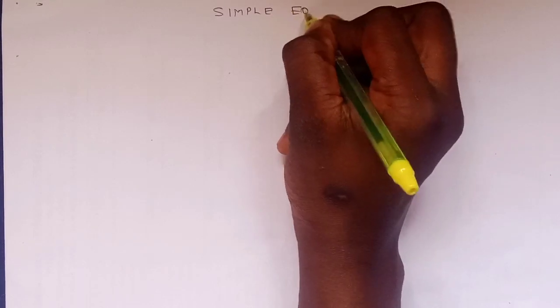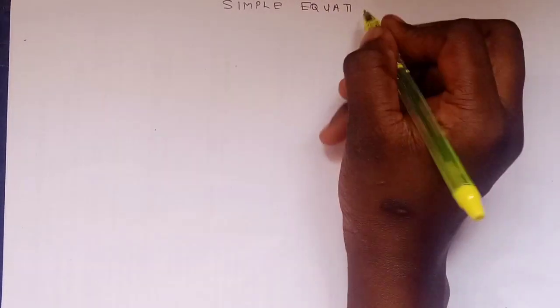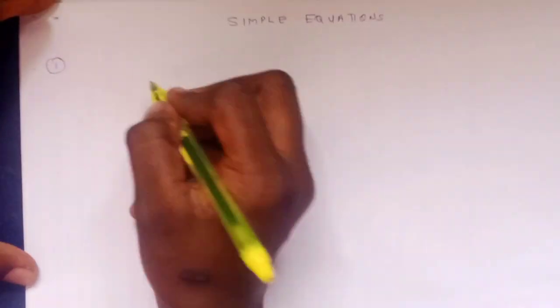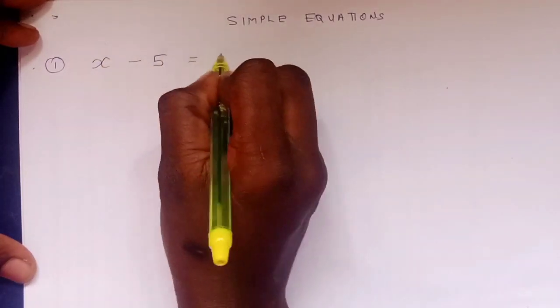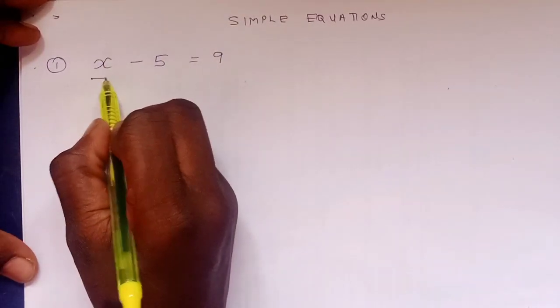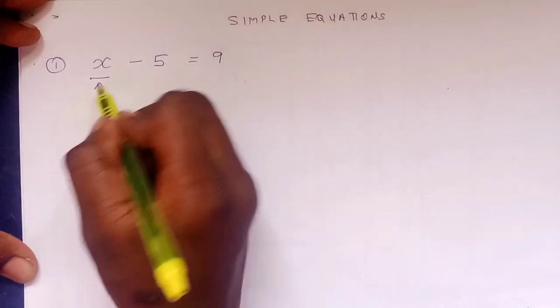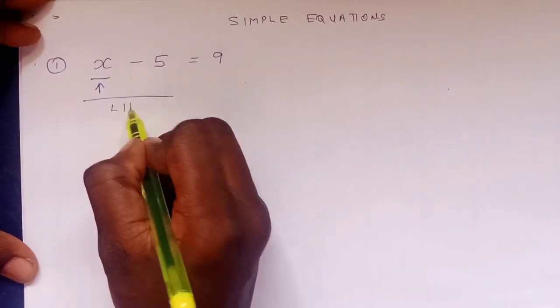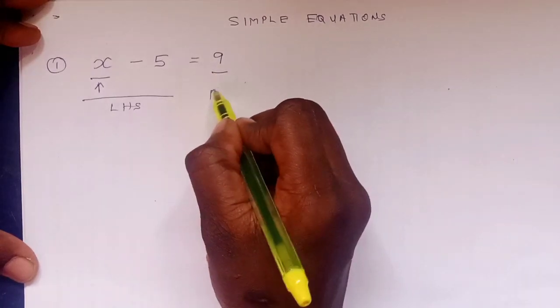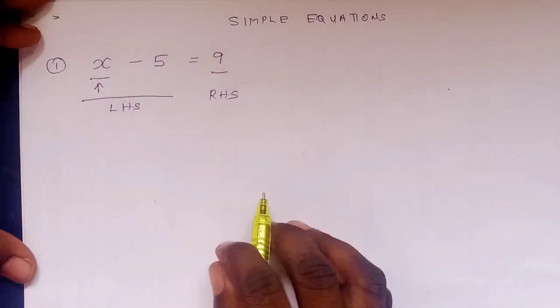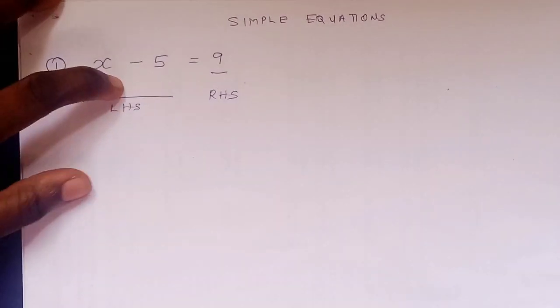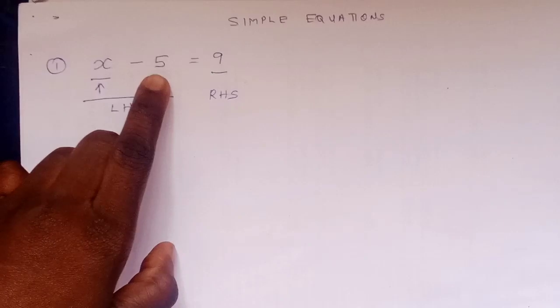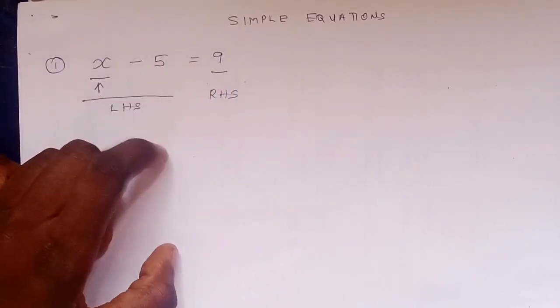Multiple equations. Now, let us take the first example. From the previous video, I gave you an example of x minus 5 equals 9, and I said x is the unknown variable. X minus 5 is at the left hand side, 9 is at the right hand side. So to solve this, x needs to stand alone. So to make x stand alone, when transferring a number to the other side, the sign is going to change.